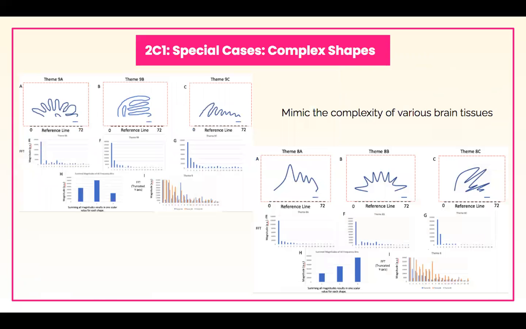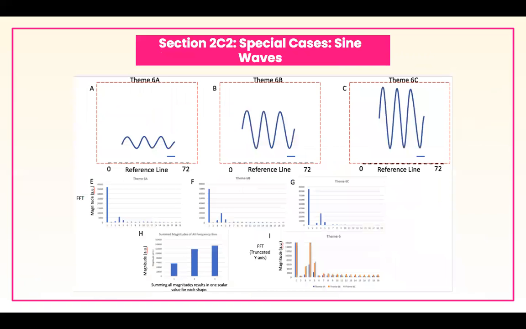Now we move on to 2C, which depicts more complex shapes. Showcasing features like this is vital because it often mimics the complexity of shapes encountered in biological tissues. Another special case includes sine waves, which vary in amplitude. This is another fundamental shape that we think scientists would be interested in knowing how it is seen by the LCPC transform.